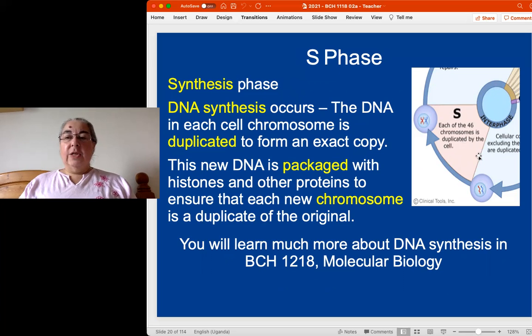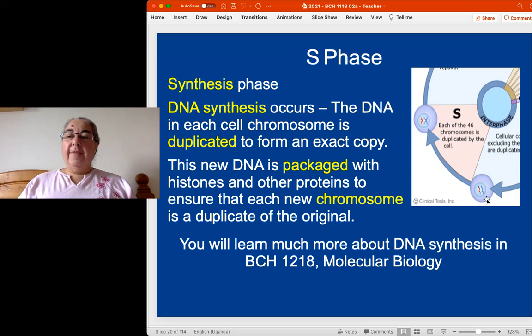DNA synthesis, or DNA replication, is happening during S phase. You'll be learning a lot more about how DNA is replicated next semester in the molecular biology course, so I'm not going to go into details of how the DNA is replicated now, but I hope that you already know that before two new cells can be made, two copies of the genetic material have to be made. The DNA has to be made into an exact copy.